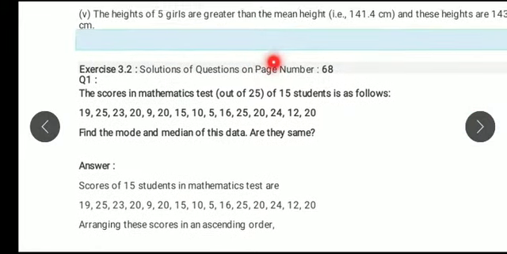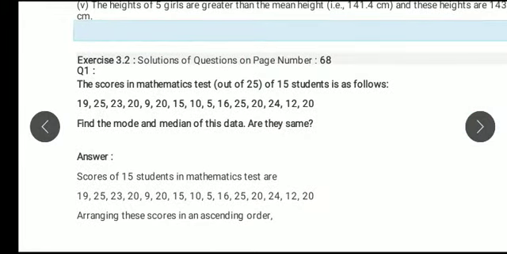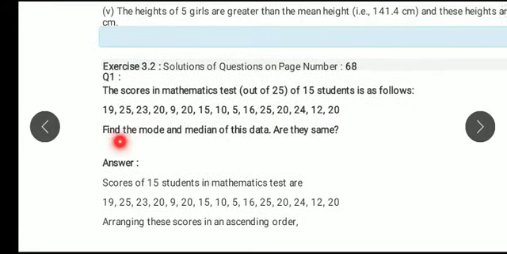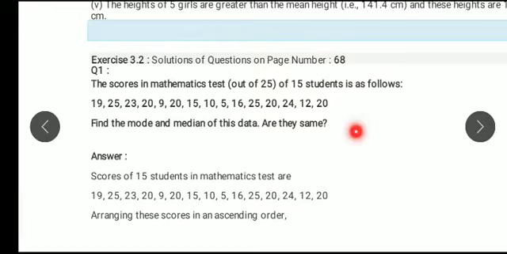So the first question is: the scores in a mathematics test out of 25 of 15 students are as follows. There are a total of 25 students, out of which 15 students' marks are given. These are the marks. Find the mode and the median.